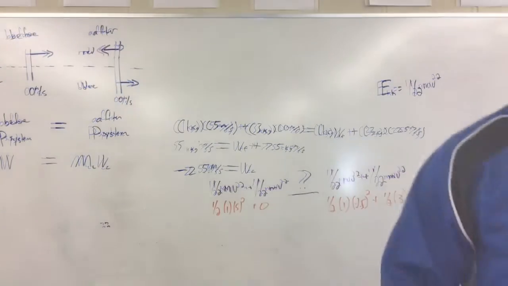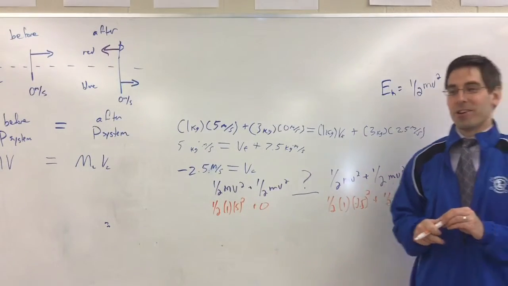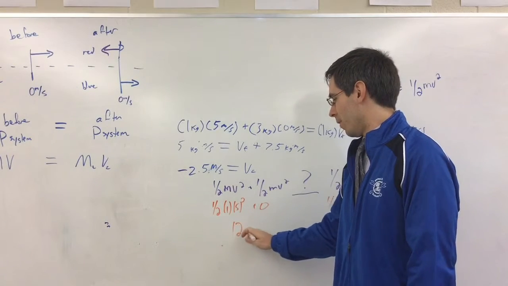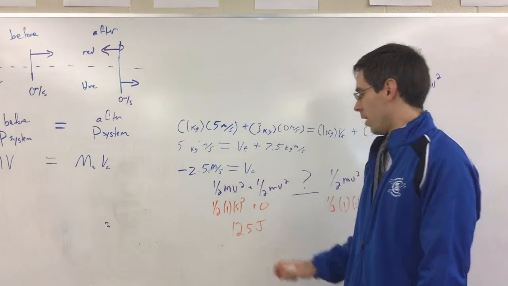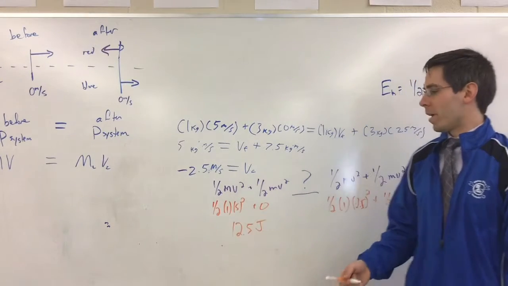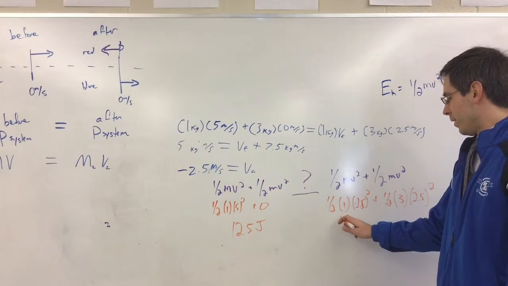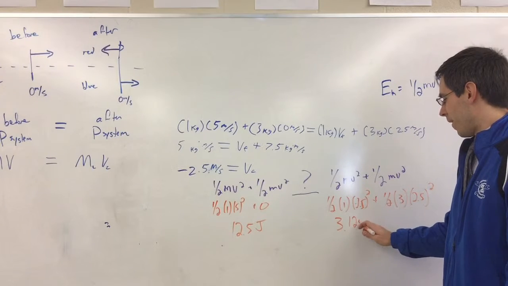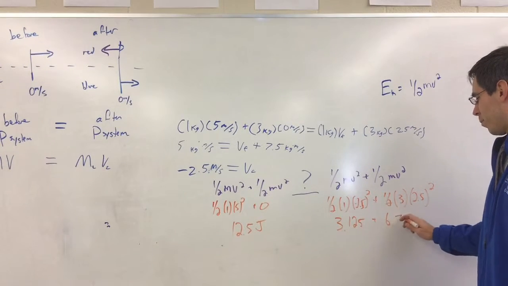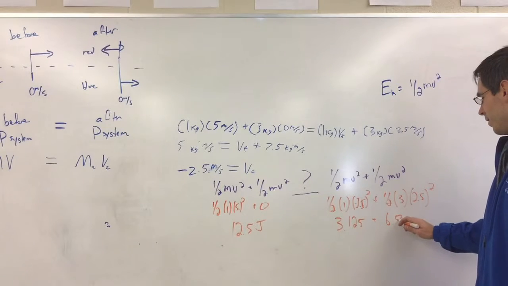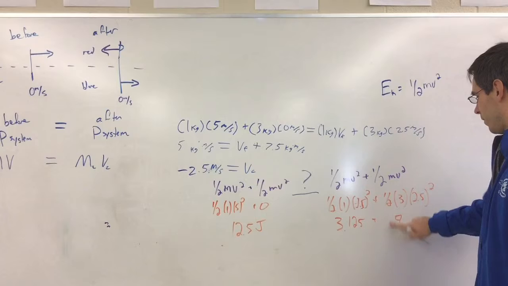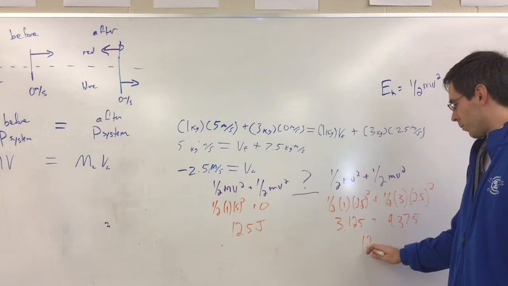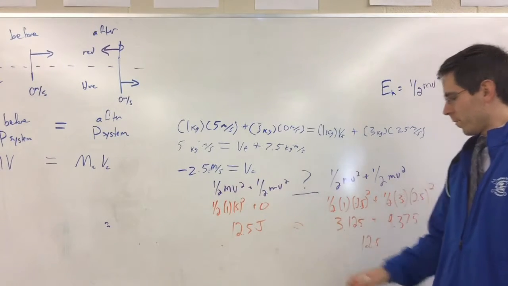Why are we doing this? Your kinetic energy in this scenario, before the collision, you end up with 12.5 joules of kinetic energy. It's all in the red car. And afterwards, we have 3.125 plus 9.375. And so that is also 12.5. So these are equal to each other.